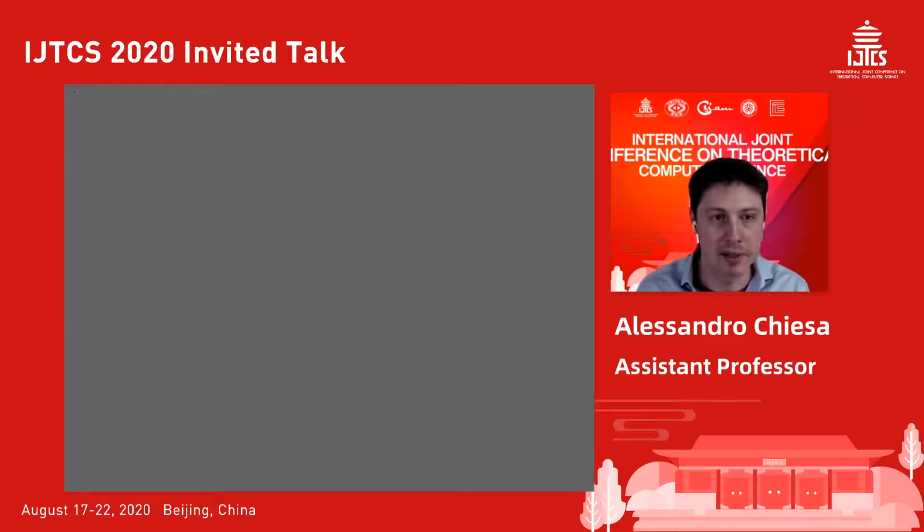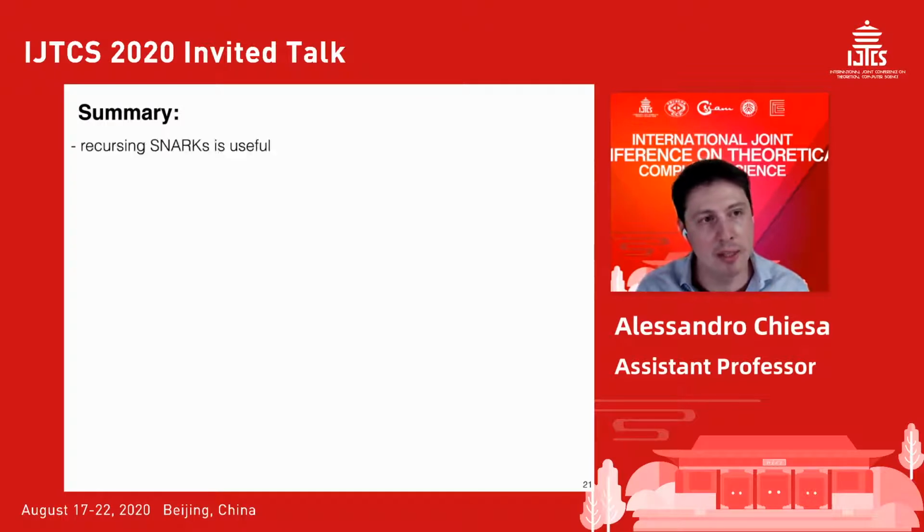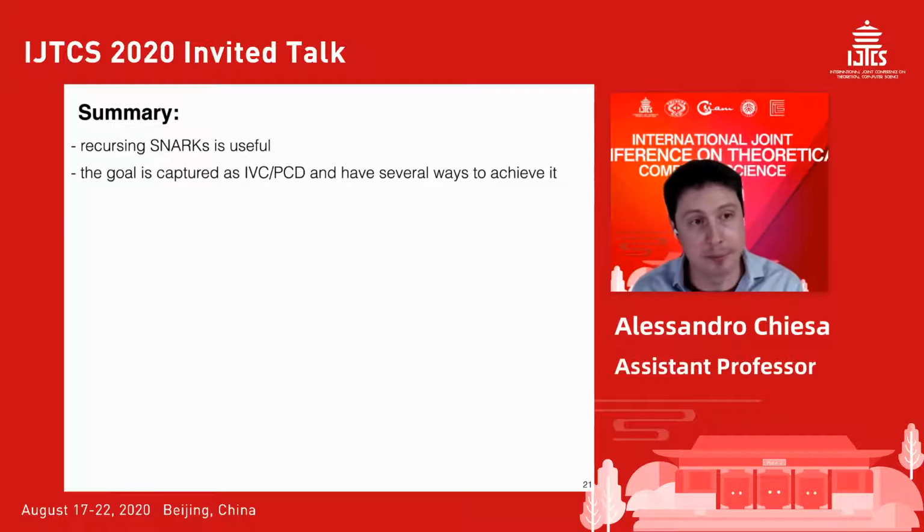And I'm going to go to my summary slide and conclude by saying that in this talk, I discussed why snarks are useful. Remember, you can use them for constructing succinct blockchains, snarks for distributed computations like MapReduce, and constructing verifiable delay functions. From a cryptographic perspective, this is captured by the notion of incrementally verifiable computation and more generally proof carrying data. And there are several ways to achieve it. We saw it from succinct verification and from accumulation.